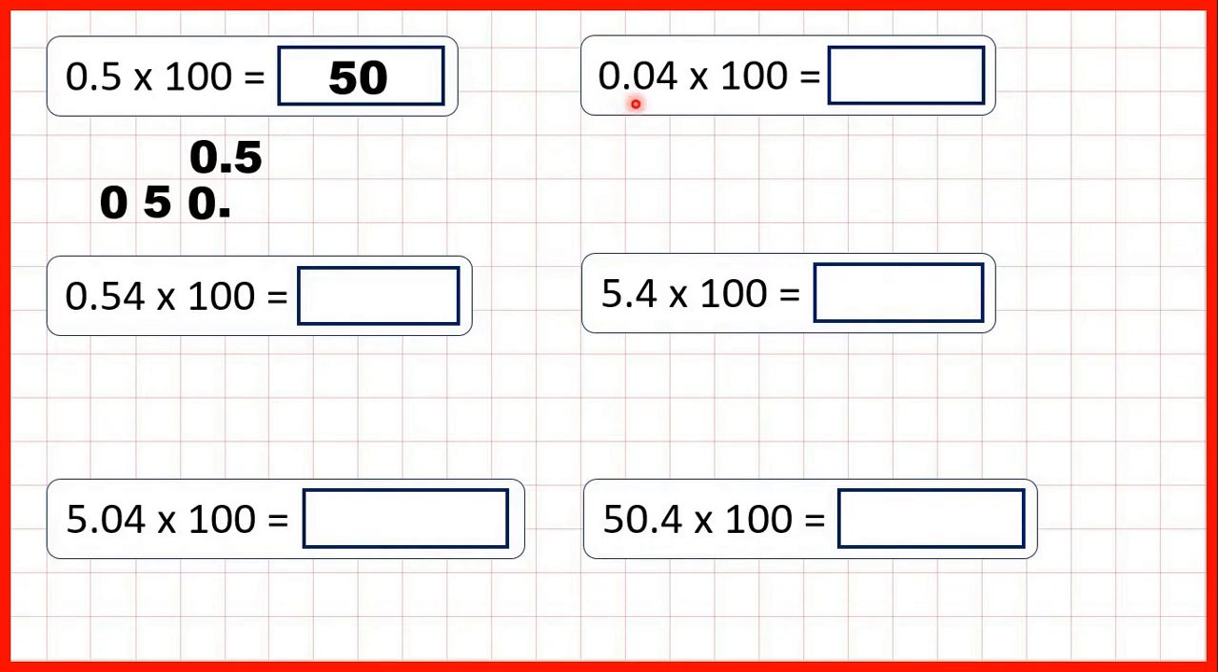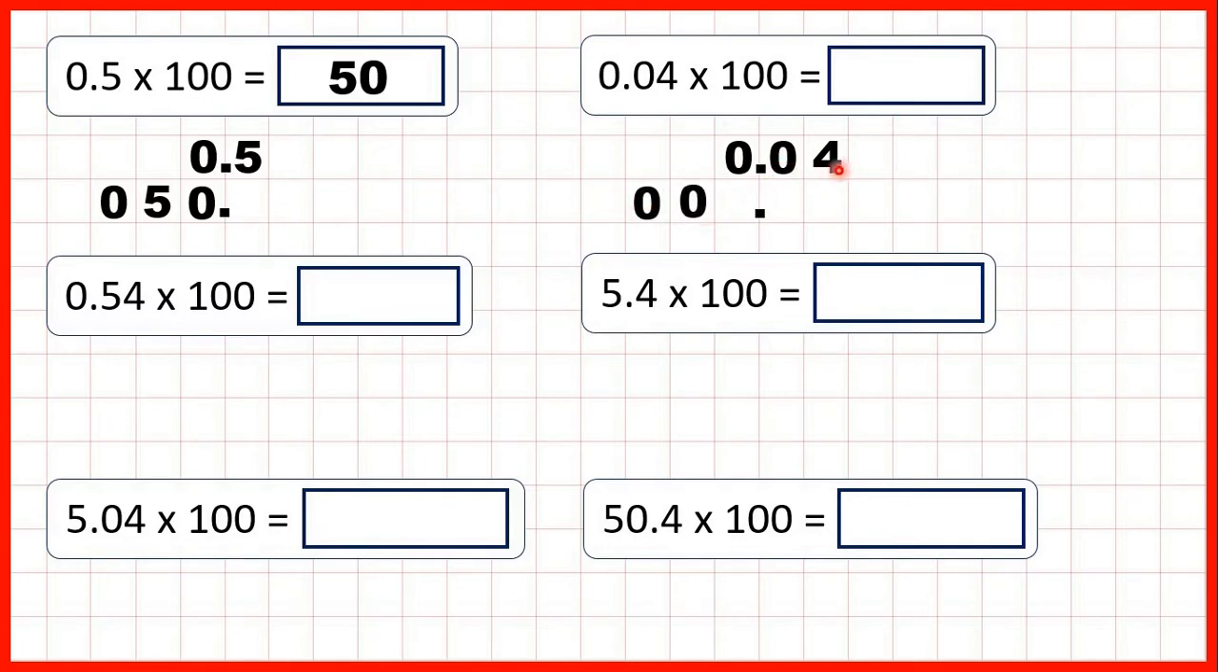Next we have 0.04 times 100. So we write the number out and copy down the decimal point. We're multiplying by 100, so digits are moving 2 squares to the left. Now that's because in the number 100 we have 2 zeros, so digits are moving 2 squares. But it's also really because when we multiply by 100, we can think of that as multiplying by 10 and then by 10 again. And we know that when we multiply by 10, digits move to the place value to the left.